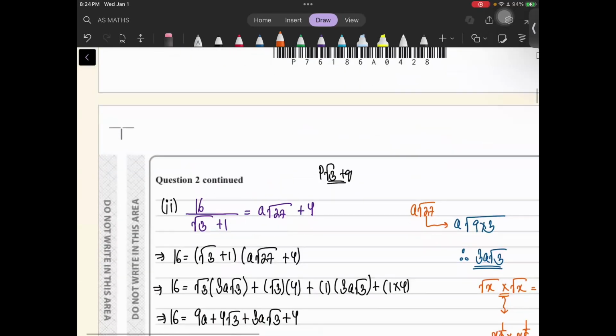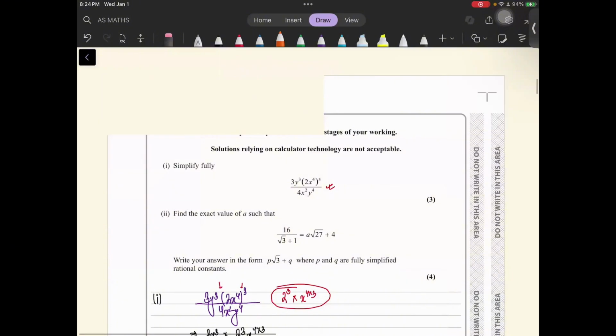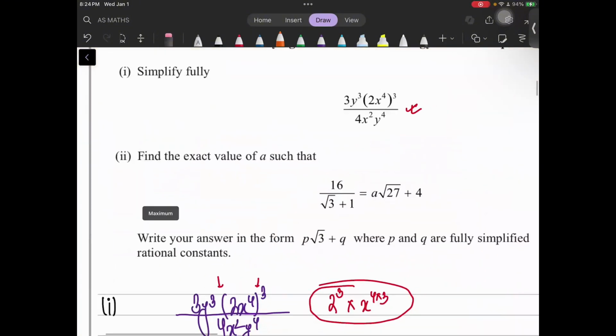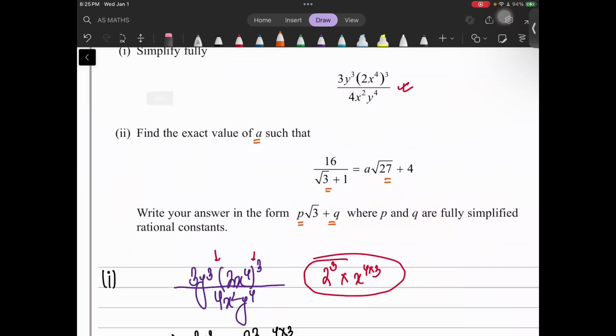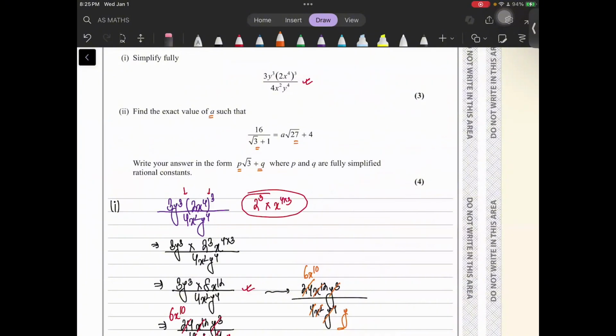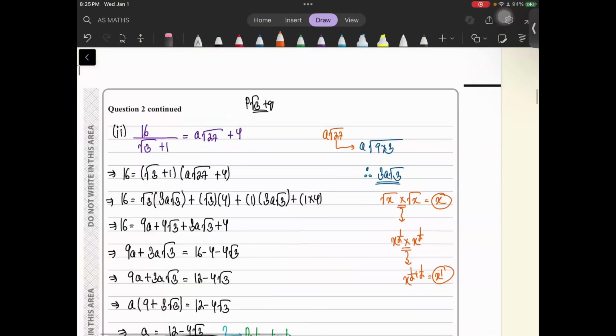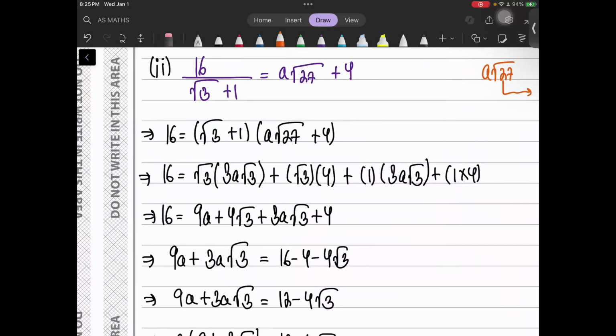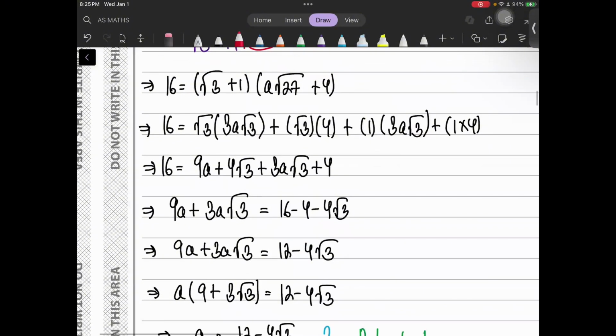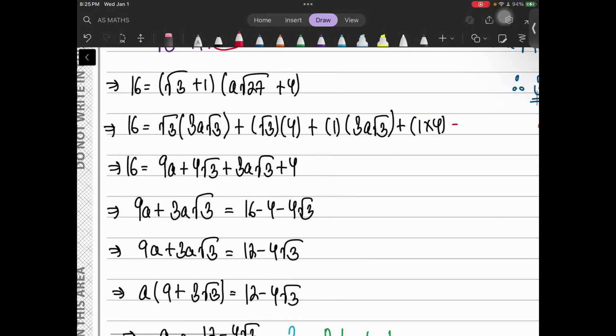And it said, find the exact value of a such that this is equal to this in the form of p root 3 plus q. Find the exact value of it. To be honest, this question was a bit tricky. First of all, what I did is I cross multiplied this with that, and if you do this cross multiplication, you get an expression like this, right?